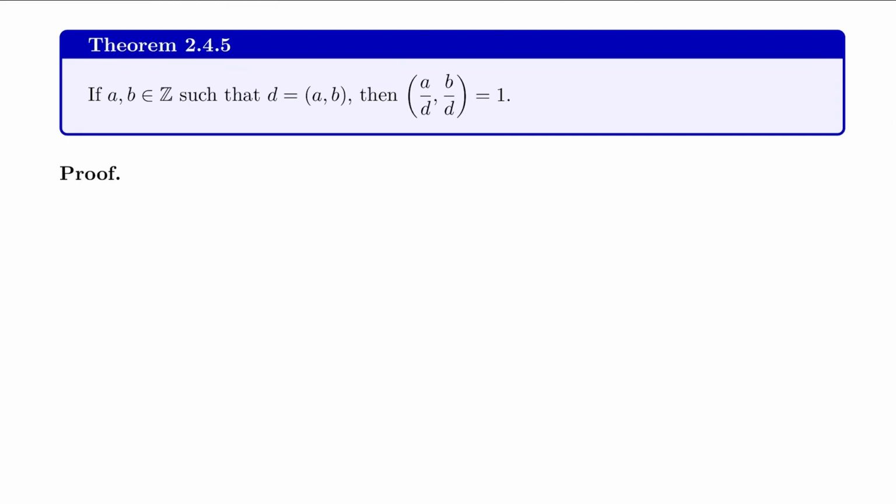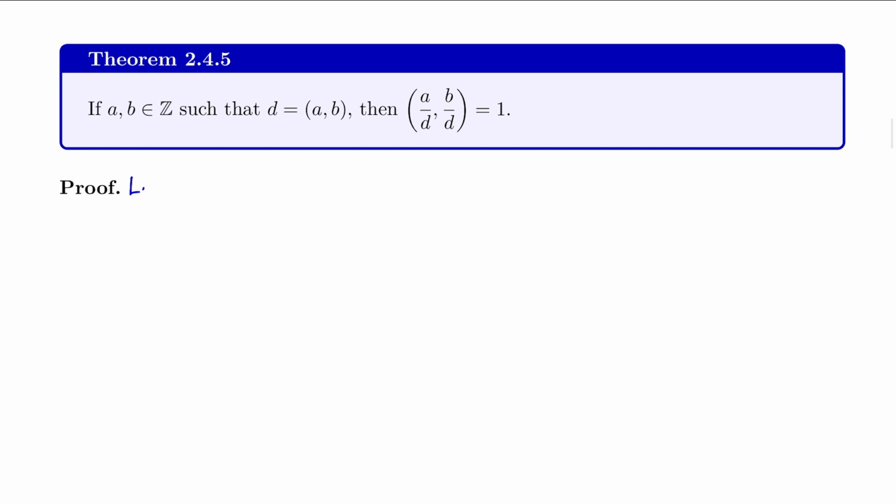Today we are going to prove theorem 2.4.5, which states that if a and b are integers such that d is equal to the greatest common divisor of a and b, then the greatest common divisor of a over d and b over d equals 1. Okay, let's prove this. So what we have right here is like we can divide by d both sides of this equation. Okay, now let's prove this one.